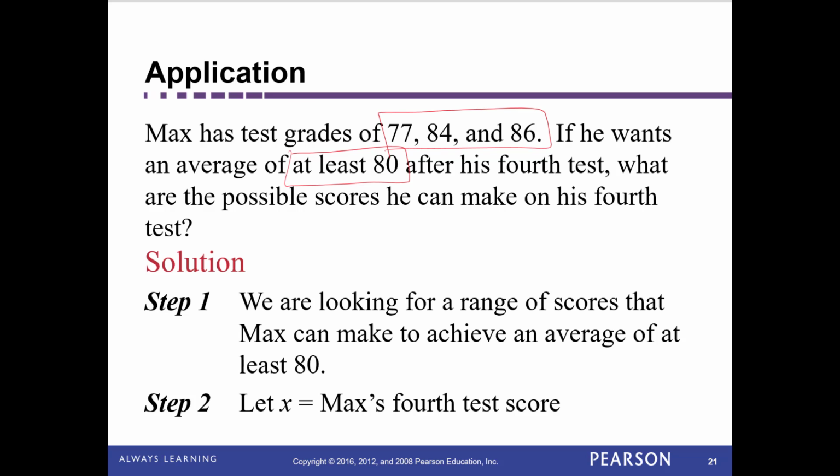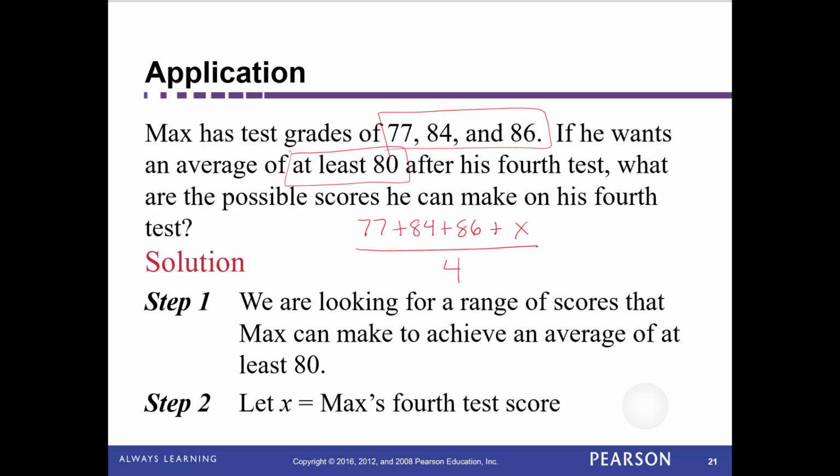And if we think about how it is that we find an average, the way we're going to find Max's average is it's going to be 77 plus 84 plus 86 plus whatever he makes on his last test grade. We're going to have to take all of those test grades and divide it by 4, because that's the way we find an average.